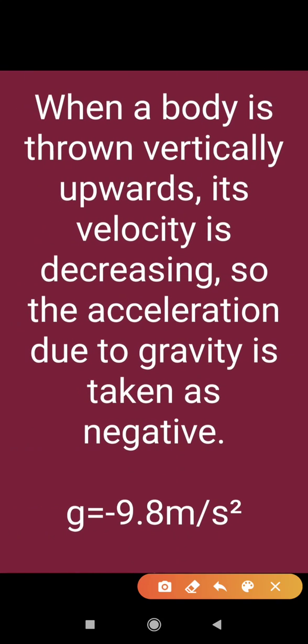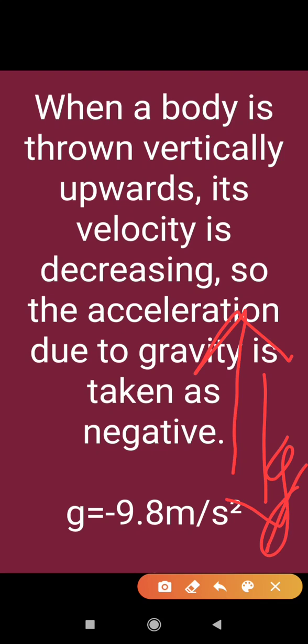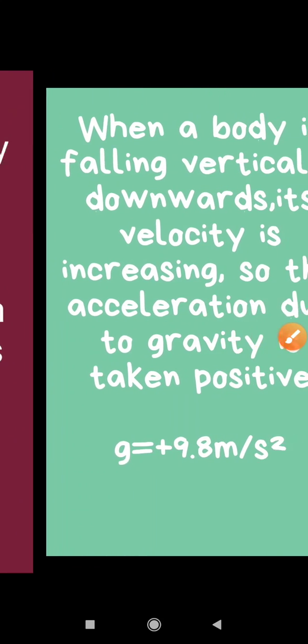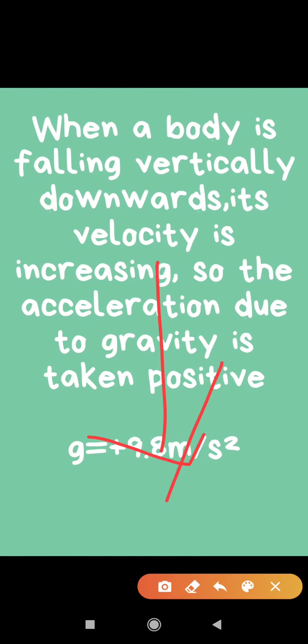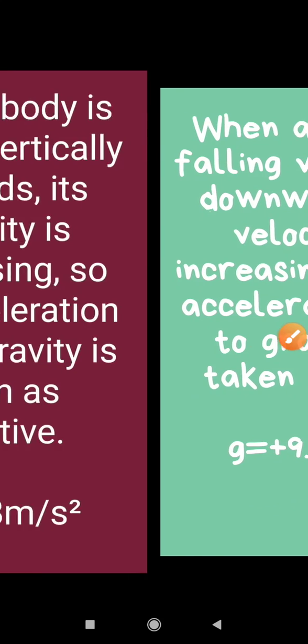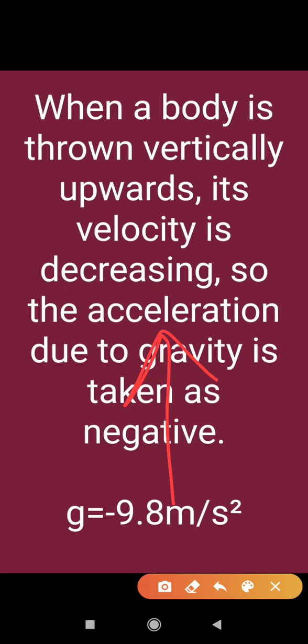Now in the other case, when a body is thrown vertically upward, the velocity will decrease because gravity pulls in the opposite direction. So the acceleration will be negative, and we take g equal to minus 9.8. Two cases till now: when the body is falling downward, g is plus; and whenever a body is thrown upward, g is equal to minus 9.8.